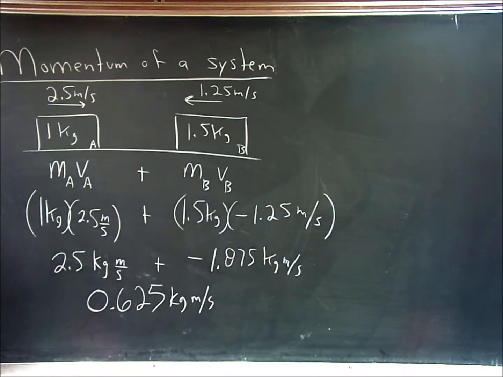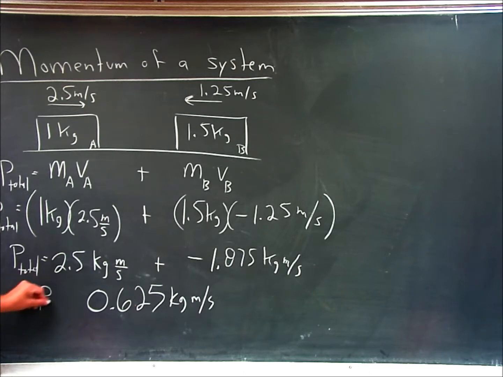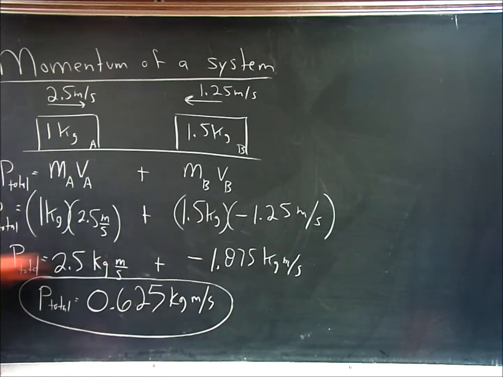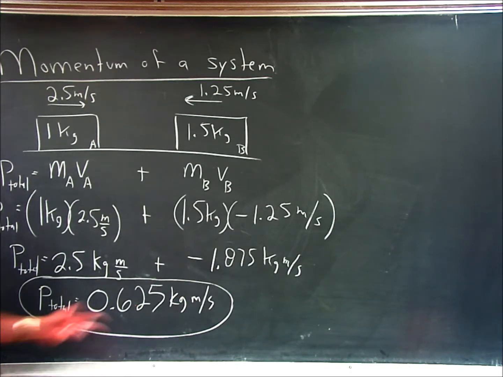So that's the total momentum of the system. I didn't clearly write everything here. I could have said, P total. And then here it would have been P total. And here it would have been P total. And finally, P total. So the total momentum of this system is 0.625 kilograms meters per second.